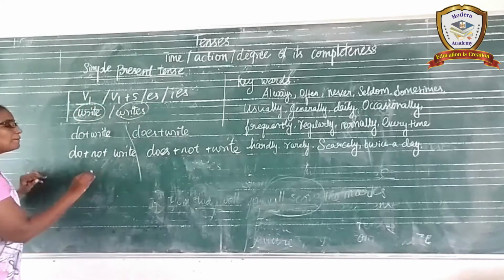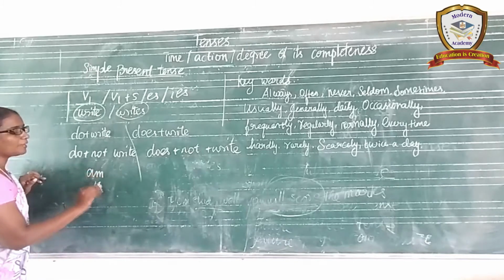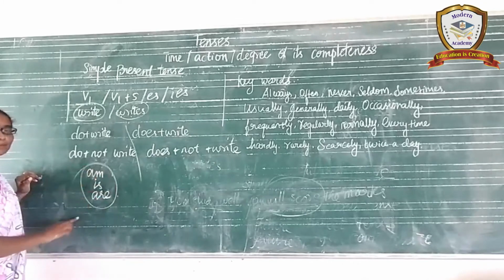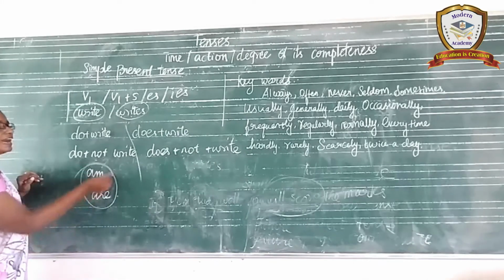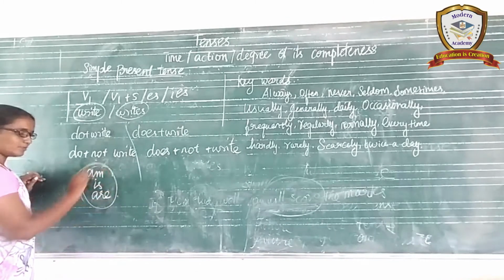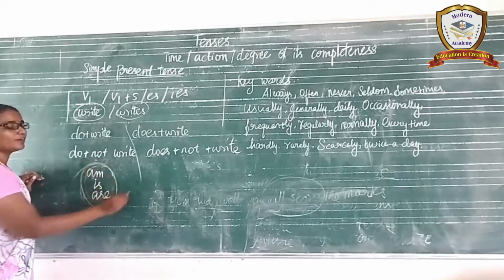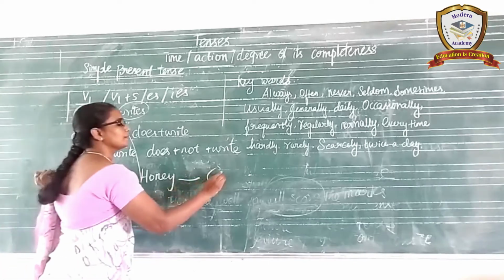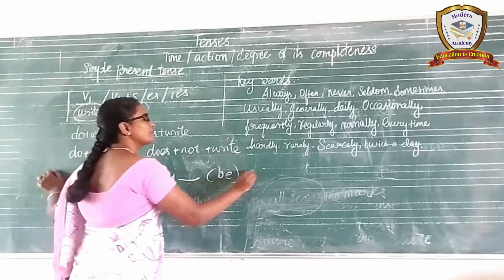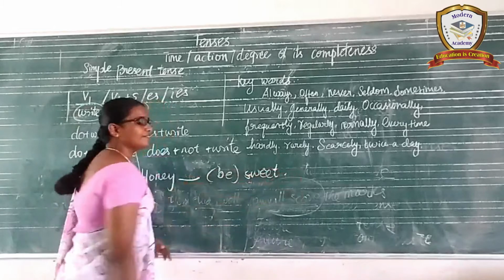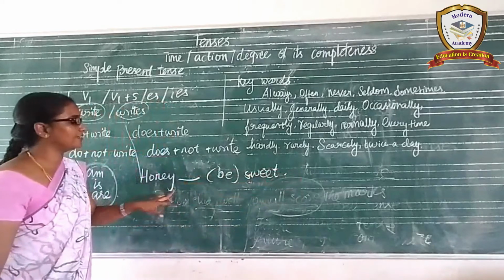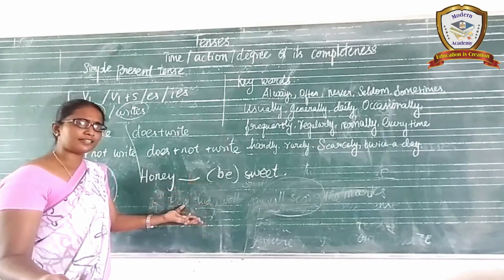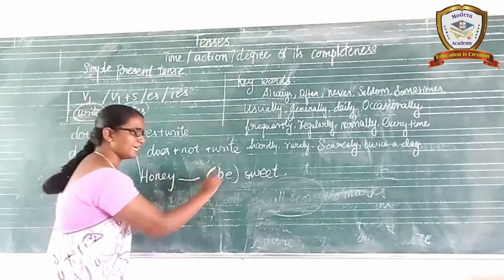And am, is, are also. Already I told you, present tense be form verbs: am, is, are. And the next one, just so you know it, don't confuse. For example, honey, dash, verb is be, sweet. Understand? Which tense are you going to appropriate, children? Honey, dash, sweet. There is no plural. Understand? Honey, dash, sweet. Verb is be.